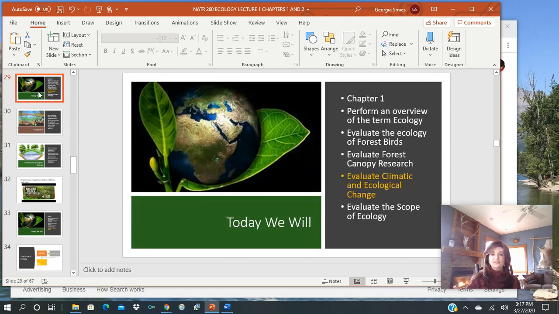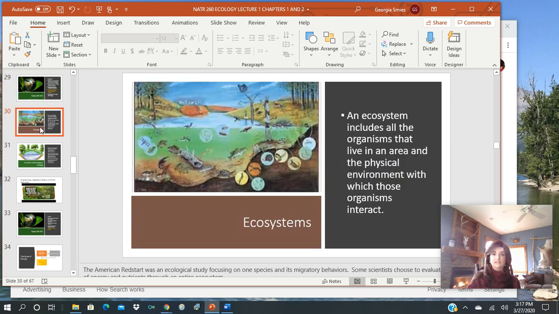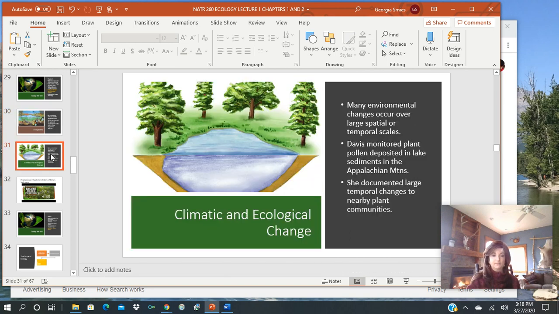Okay, so let's take a look at climate and ecological change. So if we scooch down here again, we just remind ourselves an ecosystem is a study of all plants and animals in a spatial area and how they interact with their environment and with each other. So a lot of researchers over the years have asked a very basic question. How have ecosystems changed over time?